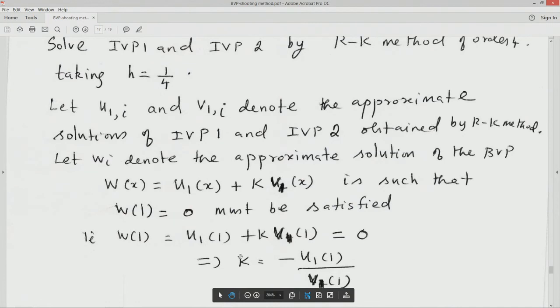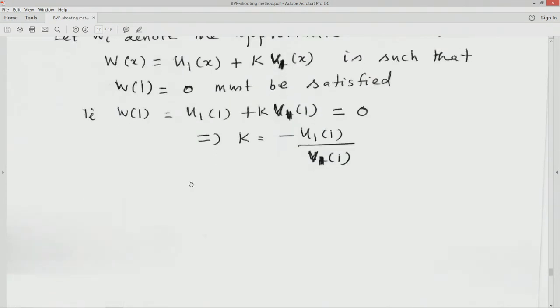Therefore, k can be immediately obtained and substituted here, and u1 of x plus k times v1 of x will give you an approximation to the solution of the boundary value problem at any x in the interval 0 to 1. In particular, at the xi's that we have chosen in the interval 0 to 1, the approximations to the solution of the boundary value problem can be obtained. So, let us see what the solution is.